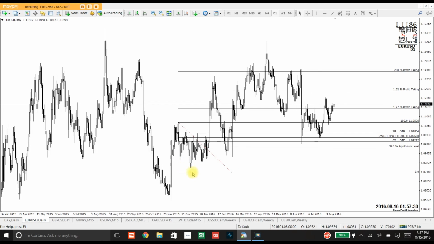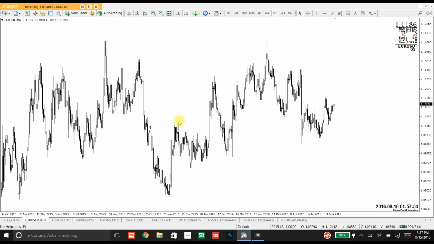When I buy the retracement down here off the 62 level, my first take profit objective is going to come at 127. I'll take a little bit of the trade off, then the 162. And then eventually, longer term, hopefully we reach up into the 200 level. Okay, and you can do that on all these extensions.